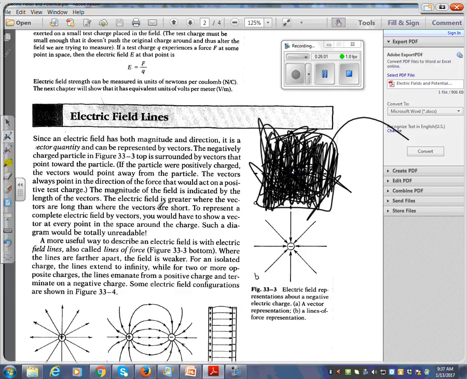So a more useful way to describe an electric field is with electric field lines, also called lines of force. Where the lines are farther apart, the field is weaker. You guys know that already. For an isolated charge, the lines extend to infinity, while for two or more opposite charges, the lines emanate from a positive charge and terminate on a negative charge. Some electric field configurations are shown here. Let me just announce that. I'm going to show you this.